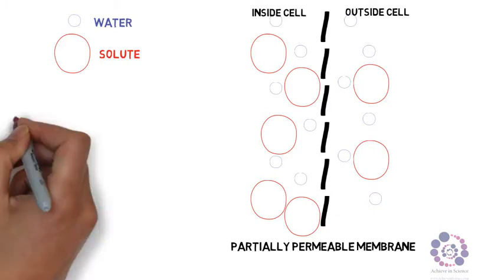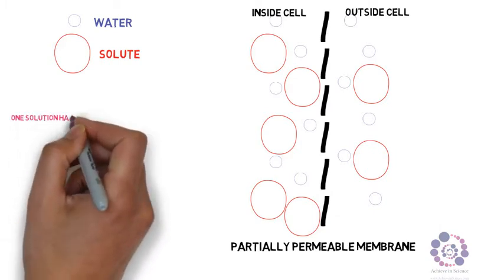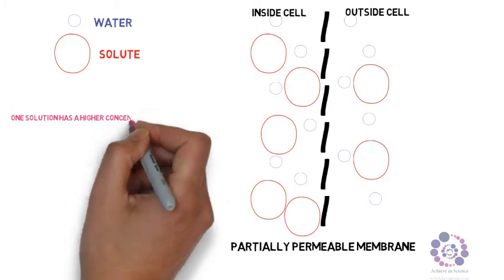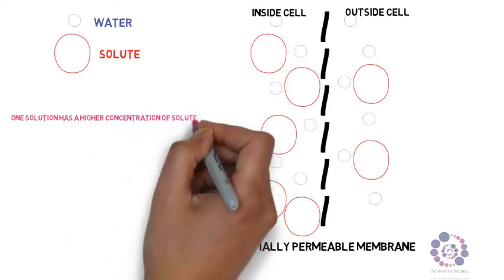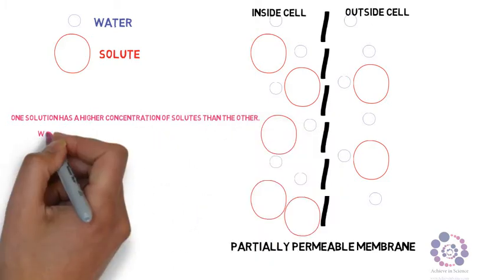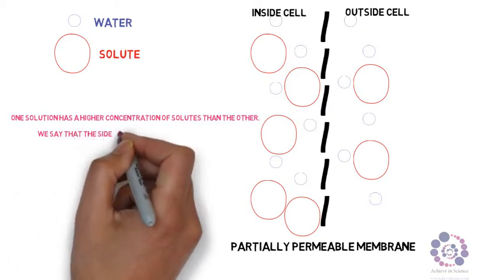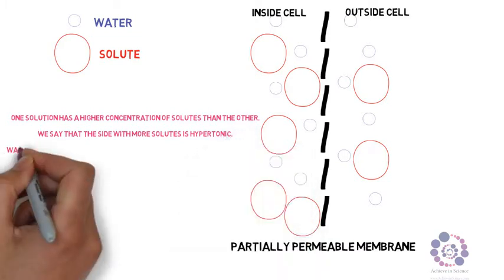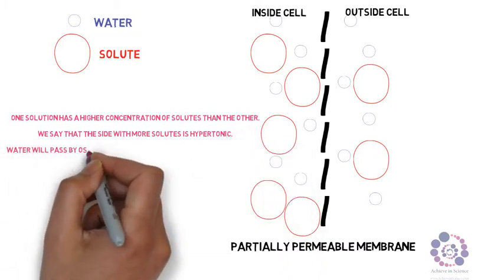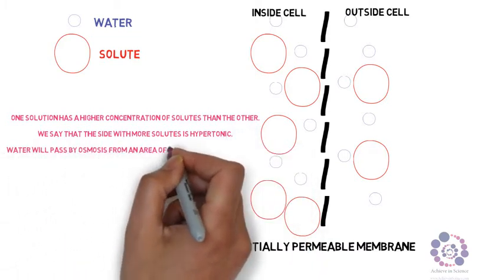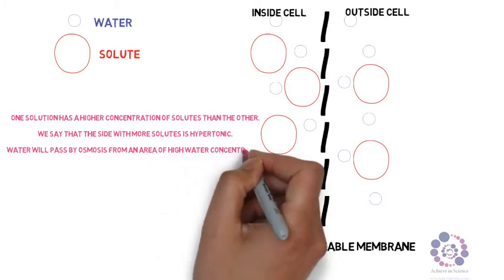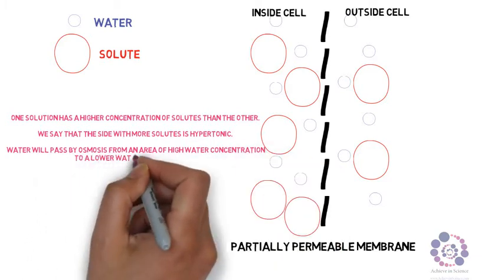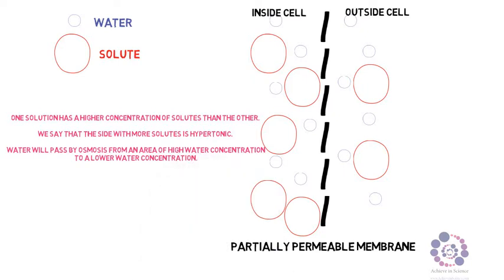Well, in this instance you can see that one side has a higher concentration of solutes than the other. We say therefore that the side with the more solutes is hypertonic, and therefore water will pass via osmosis from a high water concentration to a lower water concentration, and therefore will move from the outside of the cell to the inside of the cell.